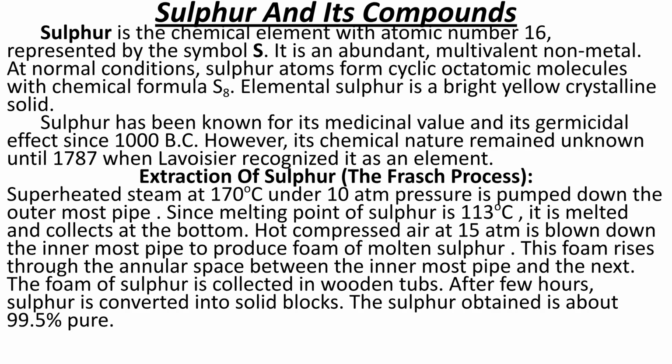Sulfur is the chemical element with atomic number 16, represented by the symbol S. It is an abundant, multivalent nonmetal. At normal conditions, sulfur atoms form cyclic octatomic molecules with the chemical formula S8. Elemental sulfur is a bright yellow crystalline solid.